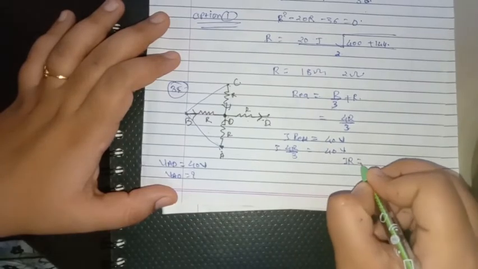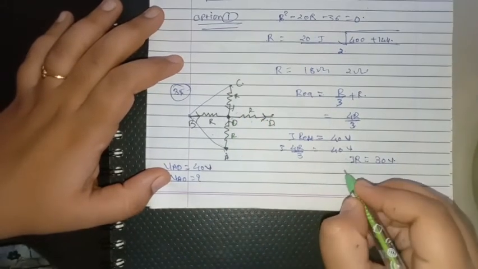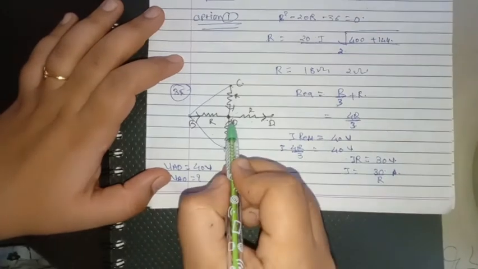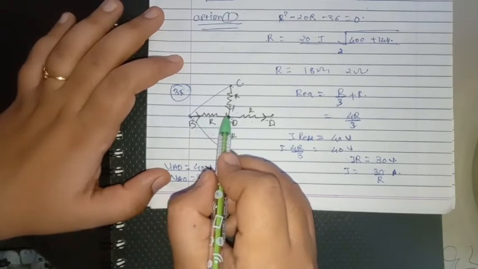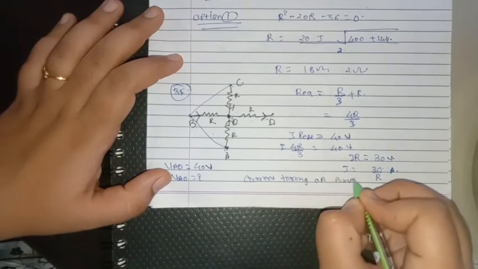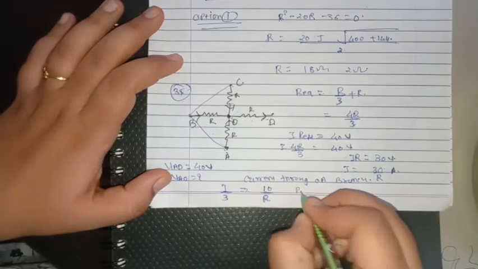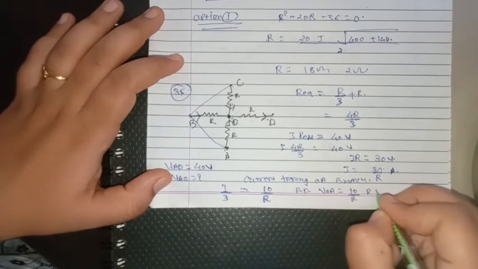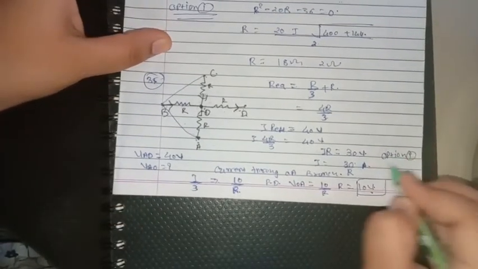So IR is equal to 30 volt. So the total current flowing will be 30 by R ampere. At the point O, as these three resistances are in parallel and have equal magnitude, the current will be divided into three equal parts. So current through the OA branch is I by 3, that is equal to 10 by R. So the potential difference across OA is equal to current into resistance. Current is 10 by R into resistance R, that is equal to 10 volt. So option 1 is the correct option.